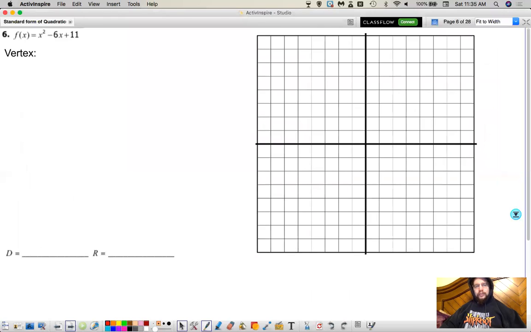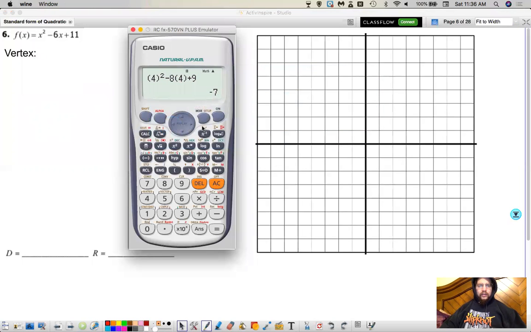So now, let's put all that together and graph it. The first thing, find your vertex. Can't do anything until you calculate your vertex on these. So you could go to mode 5.3, type it in.